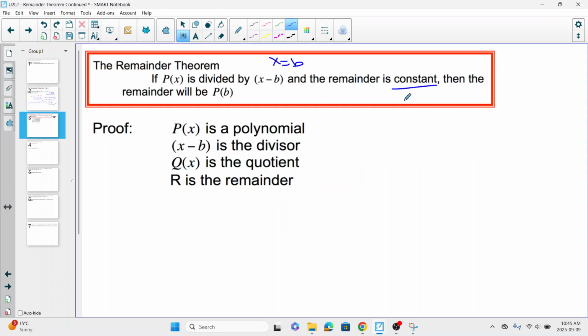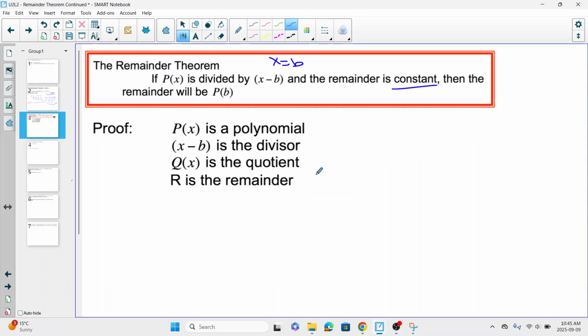So meaning that the remainder is not another polynomial of degree 1, 2, 3, but it's just a constant. If the remainder is just a number, then the remainder will be p at b. So we take that b value, sub it into the original function, and the function value that we get at p at b will be the remainder if we were to do the long division.